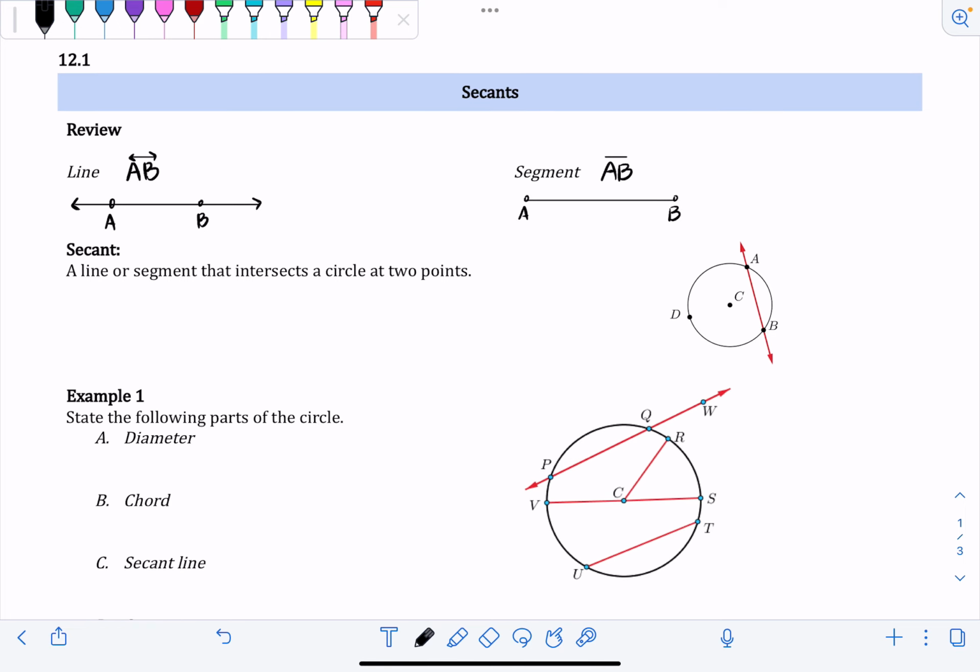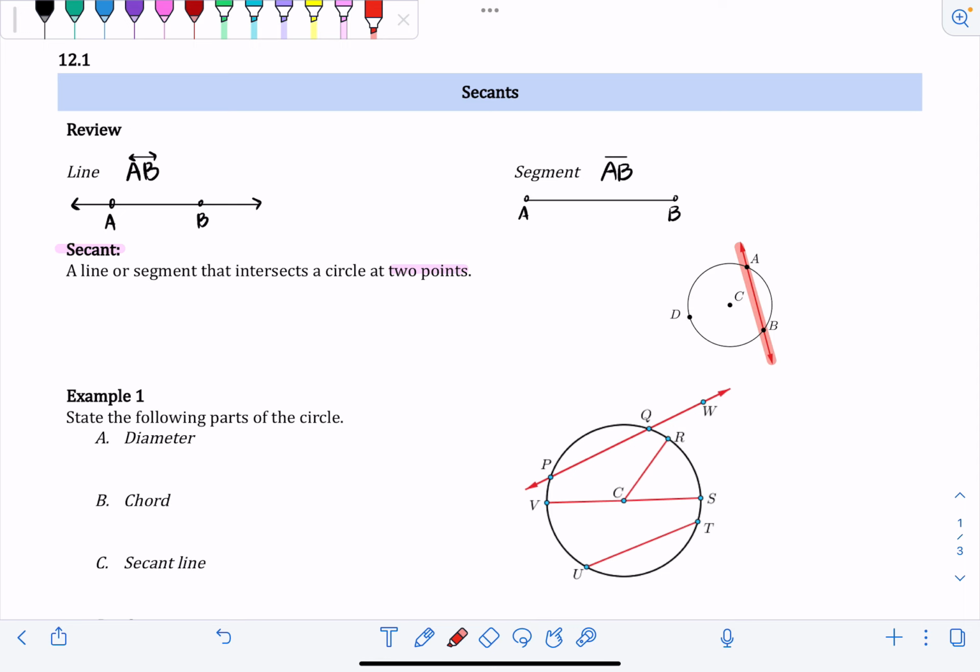So a secant is a line or a segment that intersects a circle at 2 points. The fact that it intersects a circle at 2 points is important. Hopefully it doesn't get confusing with a chord. A chord has endpoints on the circle, but you can see in this picture right here, a secant can be a line or a segment that crosses through. It for sure will cross through the circle. It's not going to stop right at it. That would be something that we would call a chord.